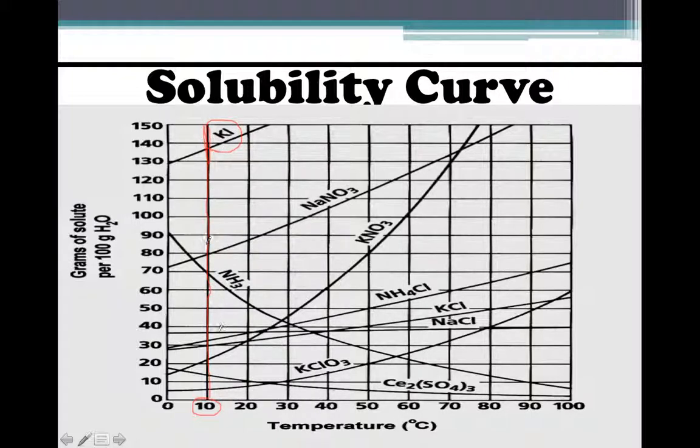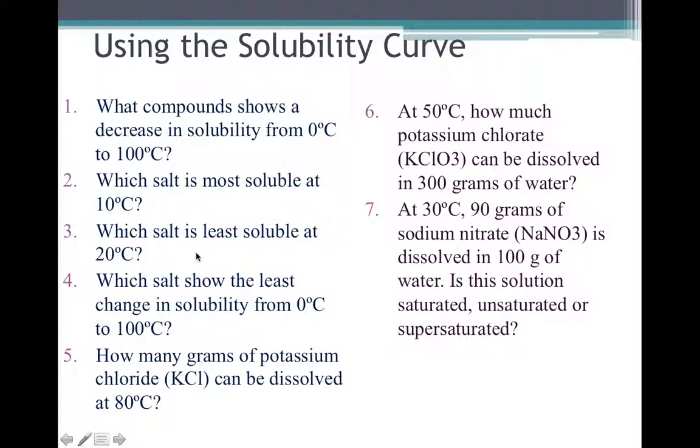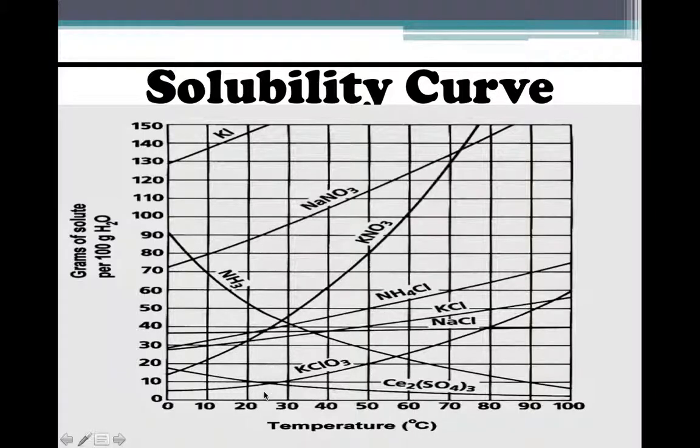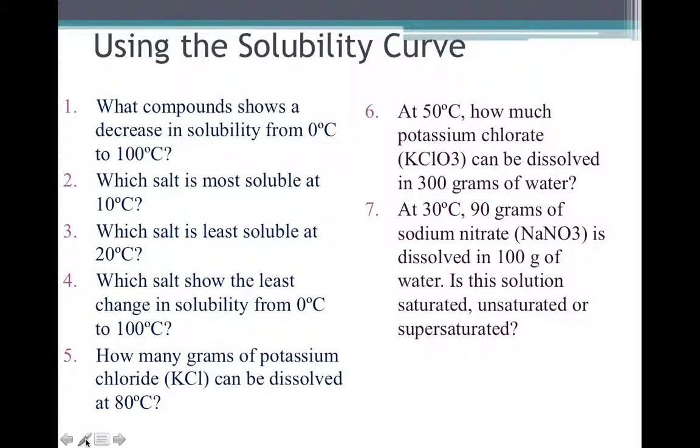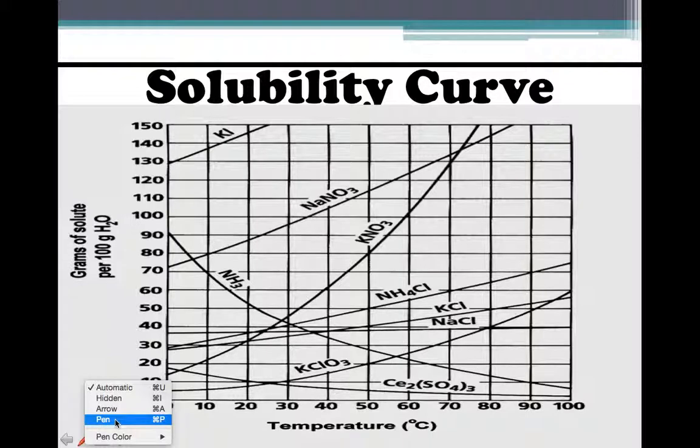Okay? If it's the least, then I'm going to choose this point and try to locate it. But the highest would be the tallest up there. Okay? Now the next one, which salt is least soluble at 20 degrees? At 20 degrees, let me get my pen on. Here we go. 20 degrees right here. Least soluble, you come up to the first line you hit, right there it is. So that answer would be KClO3.